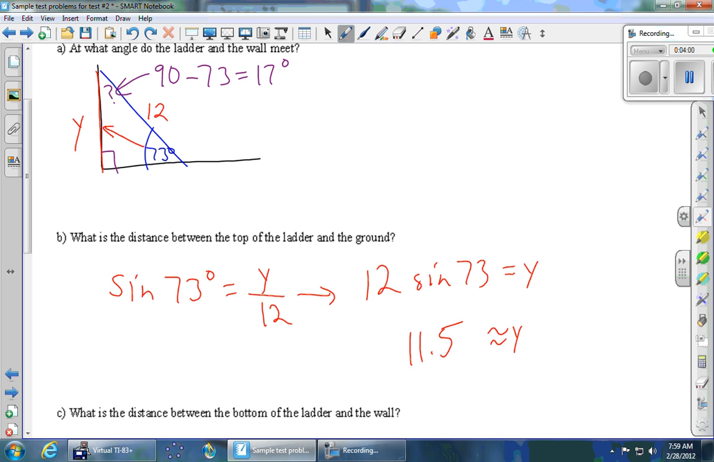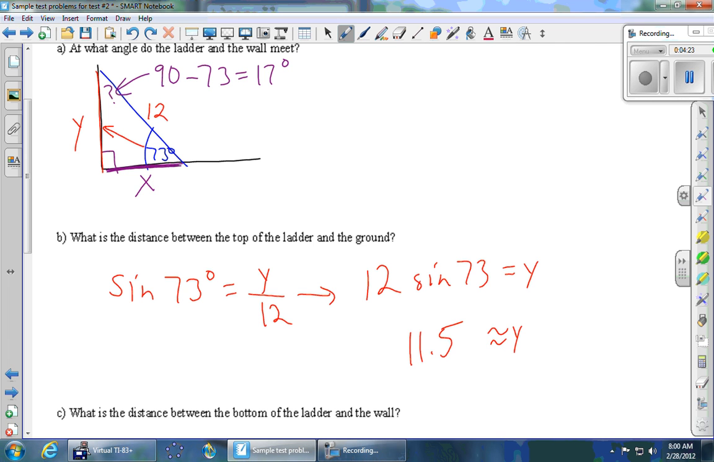Part C, what is the distance between the bottom of the ladder and the wall? So in this part, we're interested in the bottom of the ladder and the wall, so that's this line segment here. I will call it X. Now that I have found Y, it turns out I could just use the Pythagorean theorem because we have two sides of the right triangle and we want the third side. We'll do that as well, but there are a couple of downsides.